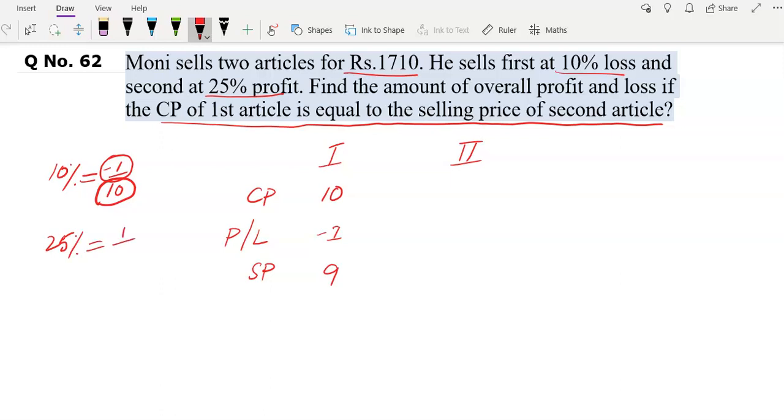The second article is sold at 25% profit. 25% in fraction is 1 by 4. There is a profit. So our CP is 4. Profit is plus 1. So our SP will be 4 plus 1, 5.